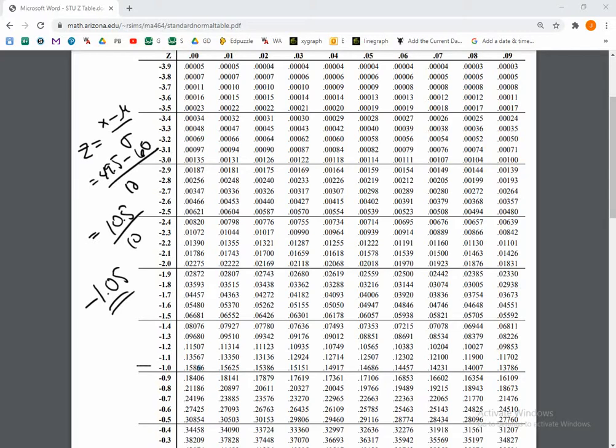We're going to look at that row. And now I'm going to go out to the 0.05. So I'm going to look at this column right here. I'm going to see where they intersect. And they intersect right there. So the probability, I know it's hard to see, but that would be about 14%. Okay, 14.6%. That's how I would find the probability of somebody scoring 49.5 or less.